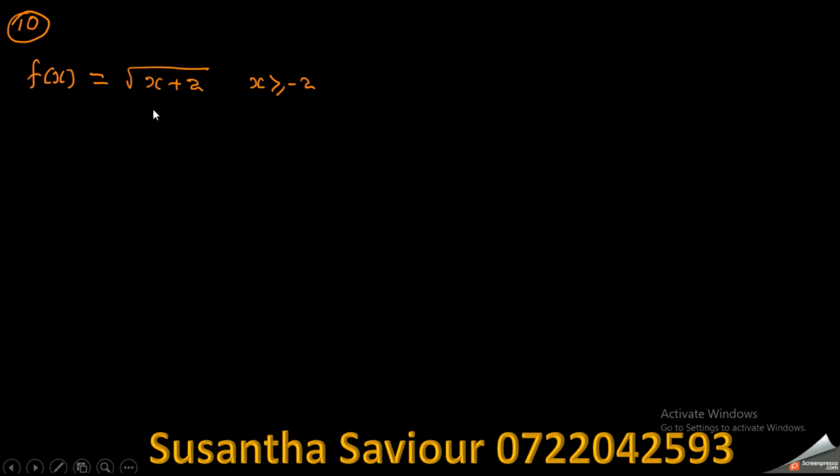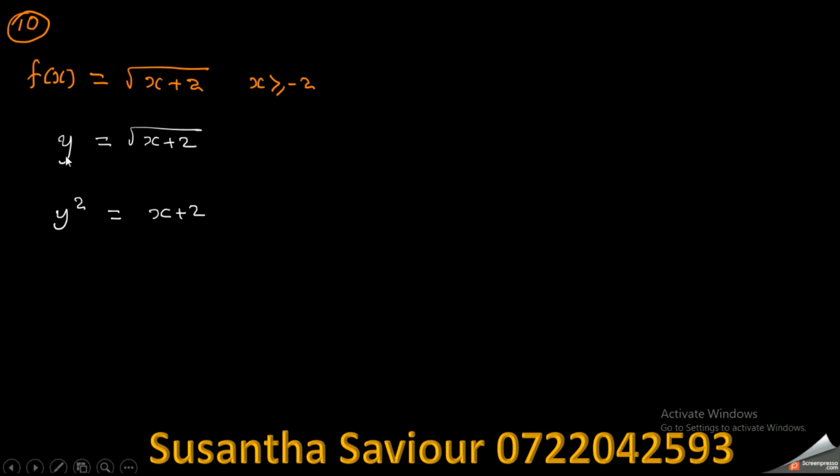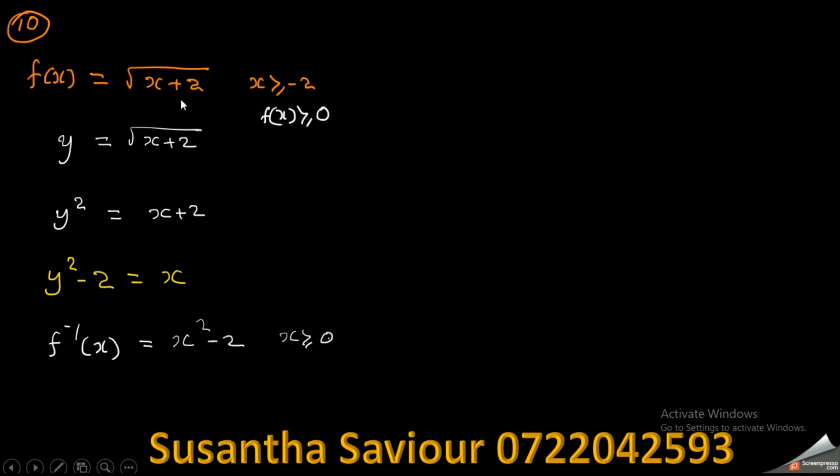f(x) equals x plus 2 root x, for x greater than or equal to minus 2. Then we replace f(x) with y. y is equal to this, and then y squared equals this. You take the square on either side in order to get rid of this square root. So now we can say y squared minus 2 is equal to x. Therefore f inverse x is equal to x squared minus 2, x is greater than or equal to 0, because the range here is greater than or equal to 0. This range will become the domain for this.